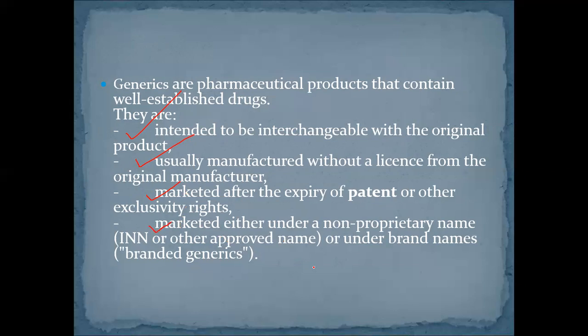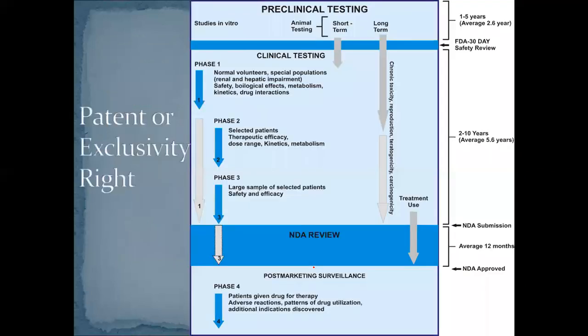Now we are talking about a patent, so let's have a view of a patent. Right from the time a new chemical entity comes into existence to the time the new drug application is approved by the FDA, it roughly takes around 12 to 14 years, and the patent right is 20 years. So the company or manufacturer who originally introduced this product has a patent right or an exclusivity right of maybe around 5 to 6 years, after which this particular drug can be manufactured by any other company.